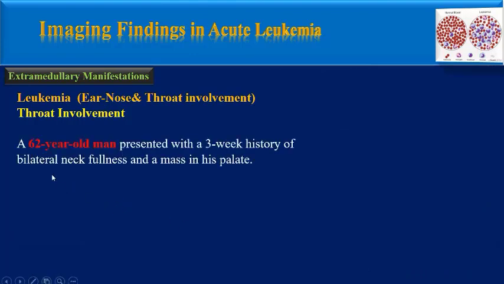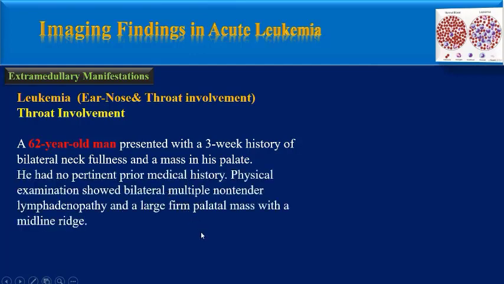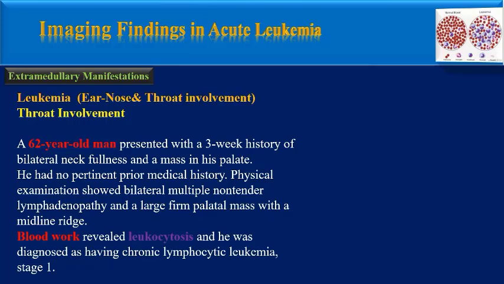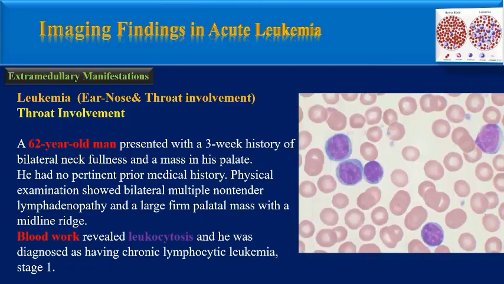Now a case presentation. A 62-year-old man presented with a 3-week history of bilateral neck fullness and a mass in his palate. He had no pertinent prior medical history. Physical examination showed bilateral multiple cervical lymphadenopathy and a large firm palatal mass with a midline ridge. Blood work revealed leukocytosis, and he was diagnosed as having chronic lymphocytic leukemia.